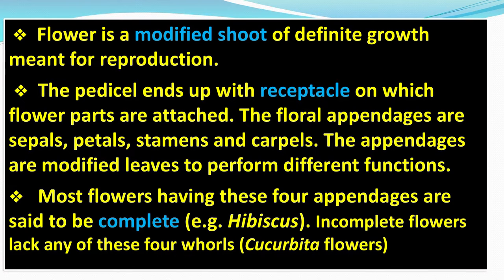So, a flower is a condensed stem with a definite growth. It grows for a specific length, where the different appendages are sepals, petals, stamens and carpels. As is seen, the internode is almost reduced and the appendages appear to arise from a very common point. That is why it is said the flower is a condensed shoot meant for reproduction.